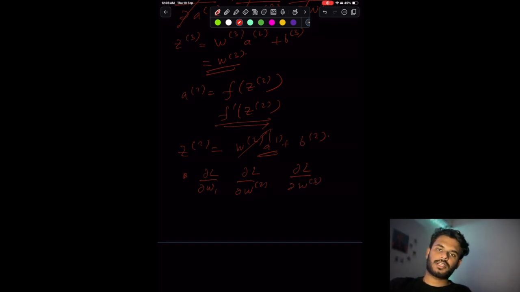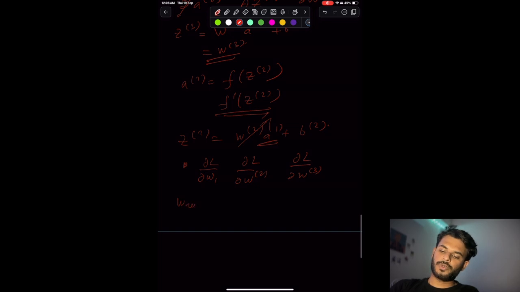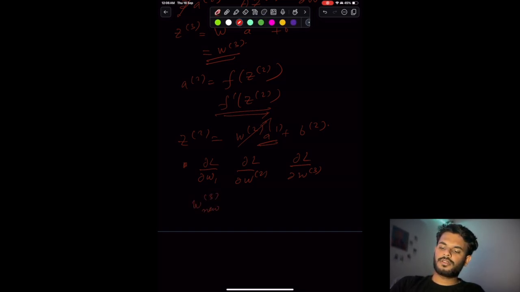Now all we have to do is update the weights. So our new weights will come from the gradient descent algorithm. Whatever old weight, let's consider W3 only. W3 new will become W3 old minus eta del L by del W3 old.